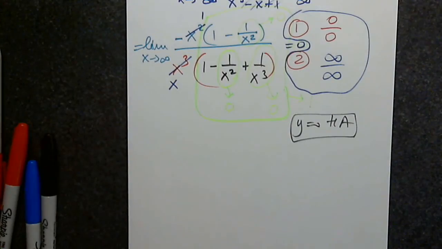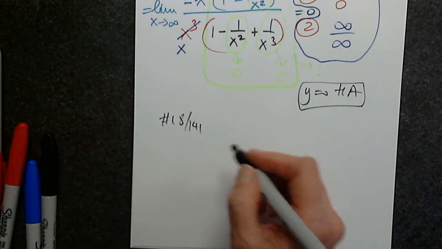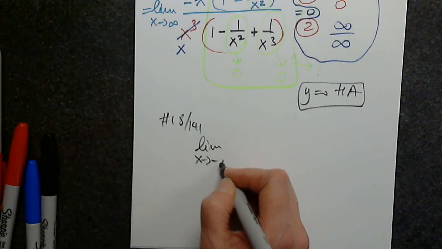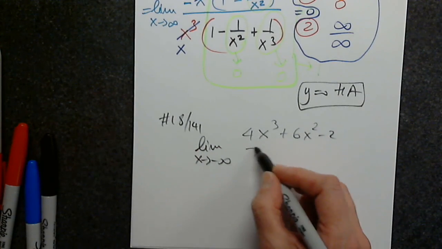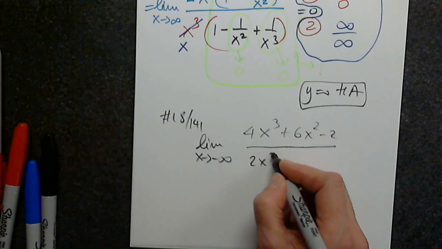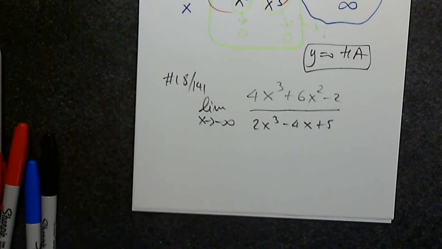Good. We need to practice. Anything catches your eye? Let's also do 18 before you choose the next one. So let's take a look at 18 as well. Still on 141. And 18 is the limit as x approaches negative infinity of (4x cubed plus 6x squared minus 2) divided by (2x cubed minus 4x plus 5). Because you had questions, I think it's better if we do one more like this.